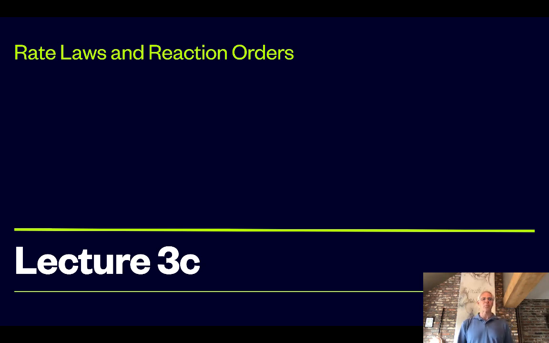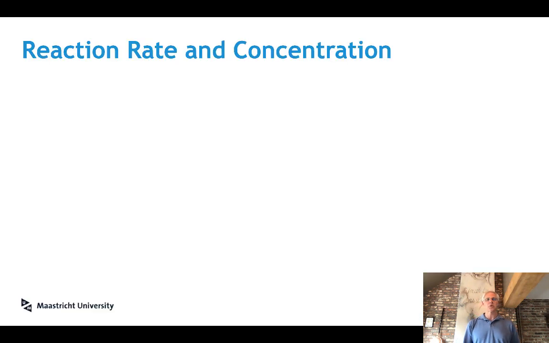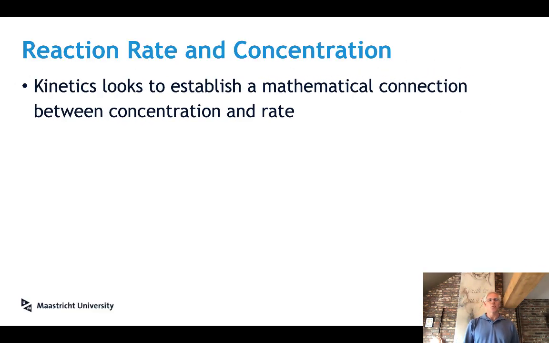Here we are in our third part of lecture 3, and we're going to talk about rate laws and reaction orders. So we looked at reaction rate and concentration. We know how concentration affects rate, but one of the things that kinetics really tries to do is to establish a mathematical connection between concentration and rate. It's one thing to say that as concentration goes up, rate goes up, and as it goes down, rate goes down. But we want to be able to establish something where if we have a certain concentration, we can actually calculate the rate of a reaction.